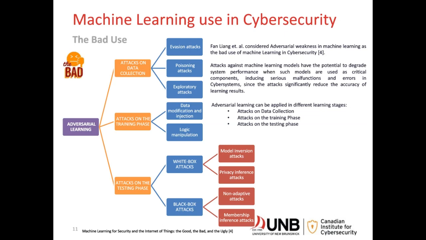The second category is about attacks that directly target the training process by either injecting modified data into the training set or by manipulating the training logic so that the training result can be affected.